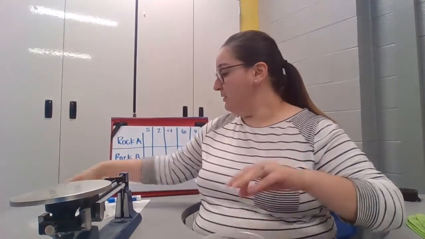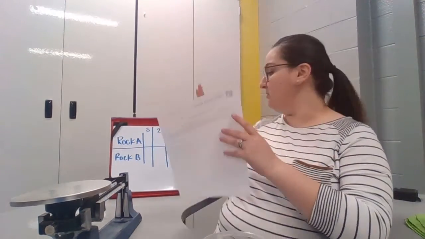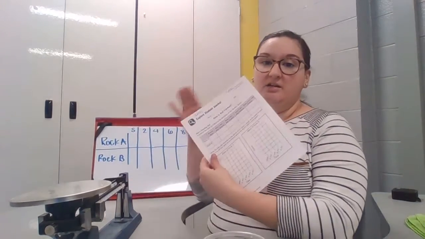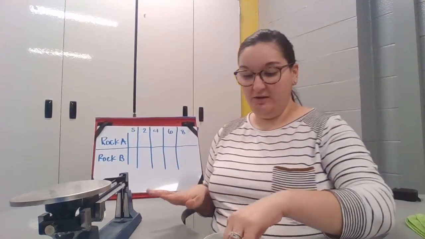So we're going to do a lab to show weathering of a rock. I'm not sure how this is going to work. I have two types of rocks. You will need this handout in a little bit, not right now. I'm going to record all of our information on here and then we'll work on transferring it to your paper. What I want you to do is just watch.